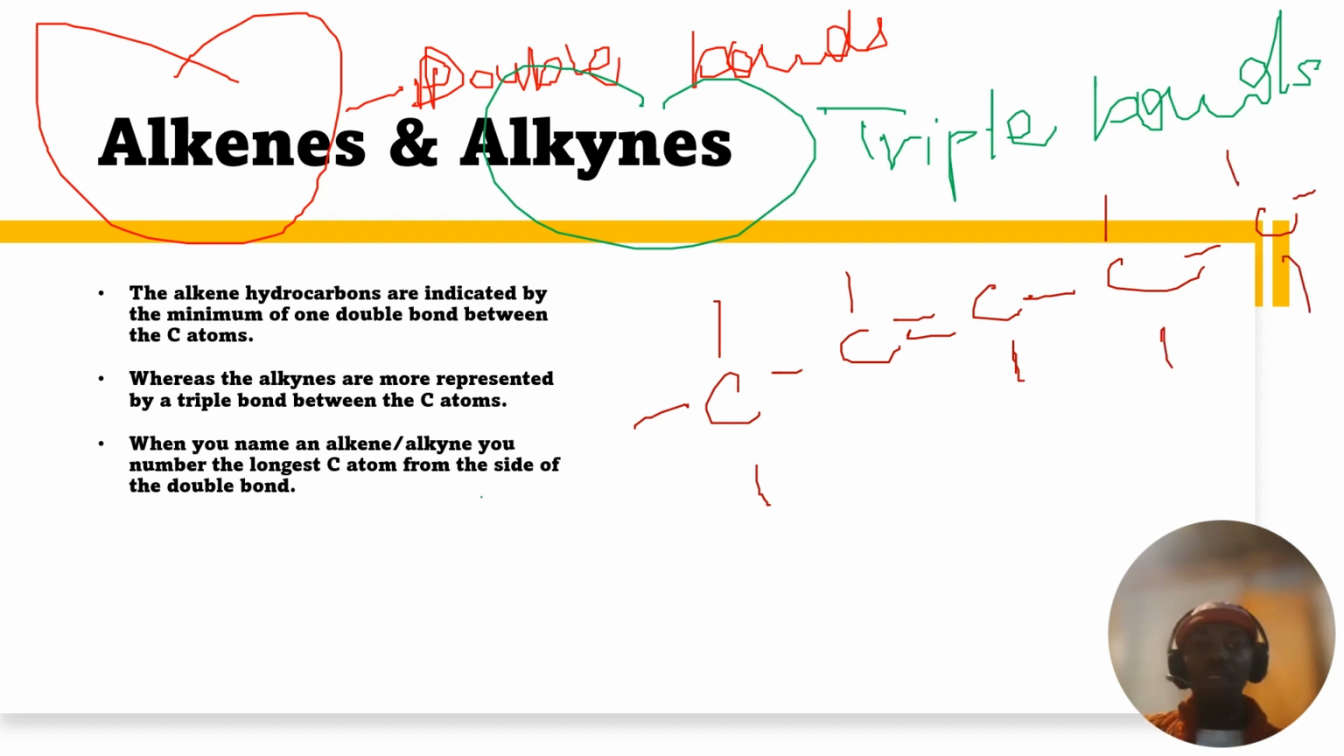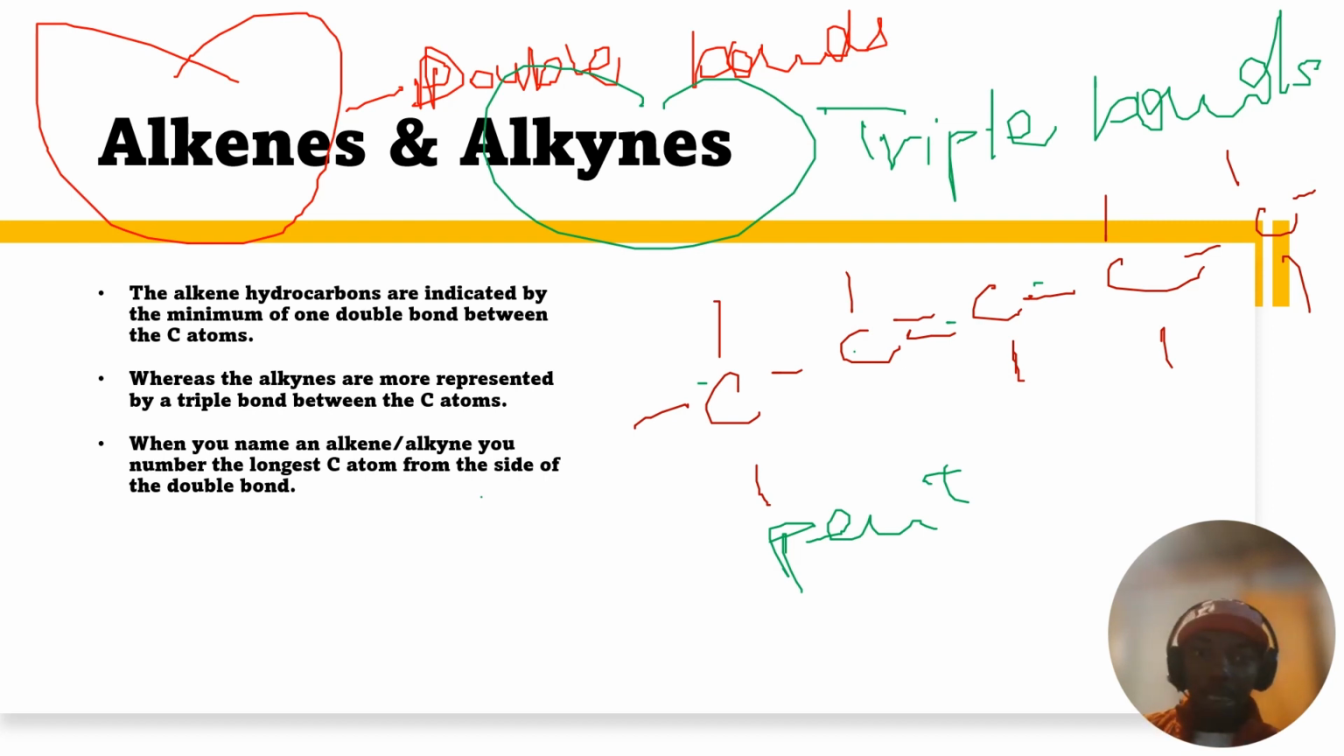Right. So from this example above we have one, two, three, four, five. Right. So this is supposed to be pent-something, because there are five carbon atoms. So when you name an alkene or alkyne, you number the longest carbon chain from the side of the double bond.